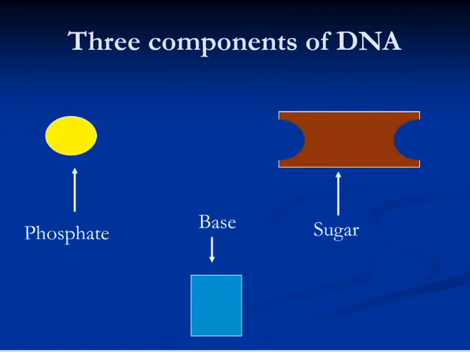A DNA molecule is composed of 3 different components, namely sugar, phosphate, and a nitrogen-containing base. The structure of sugar and phosphate does not change throughout the length of the molecule, but the base, which is a nitrogen compound, can be of 4 different types. The names are adenine, guanine, cytosine, and thymine.